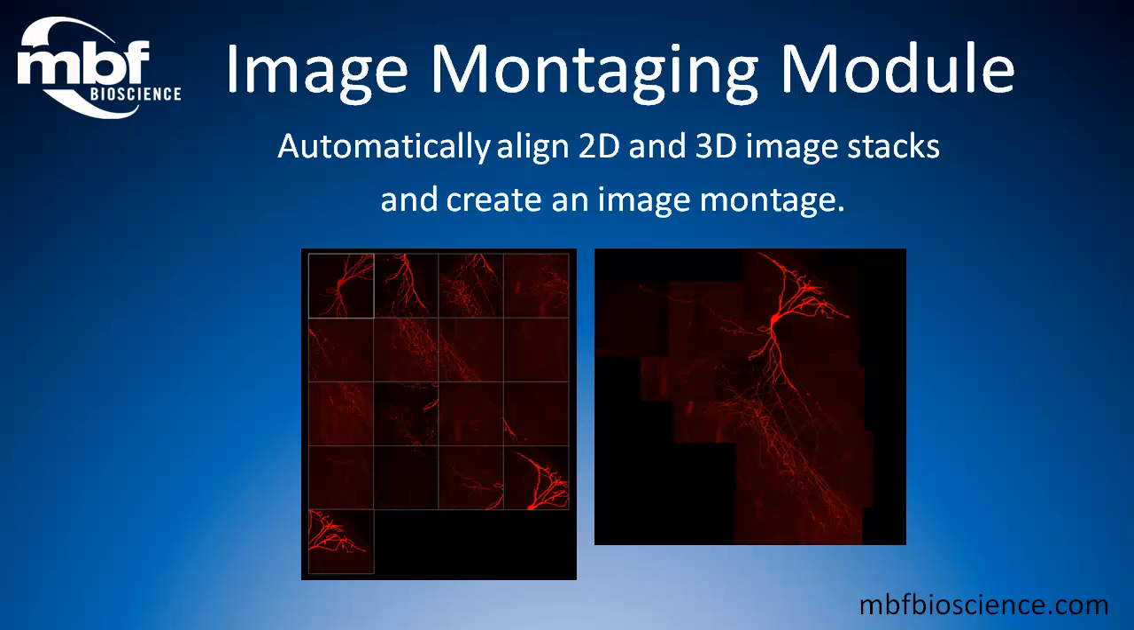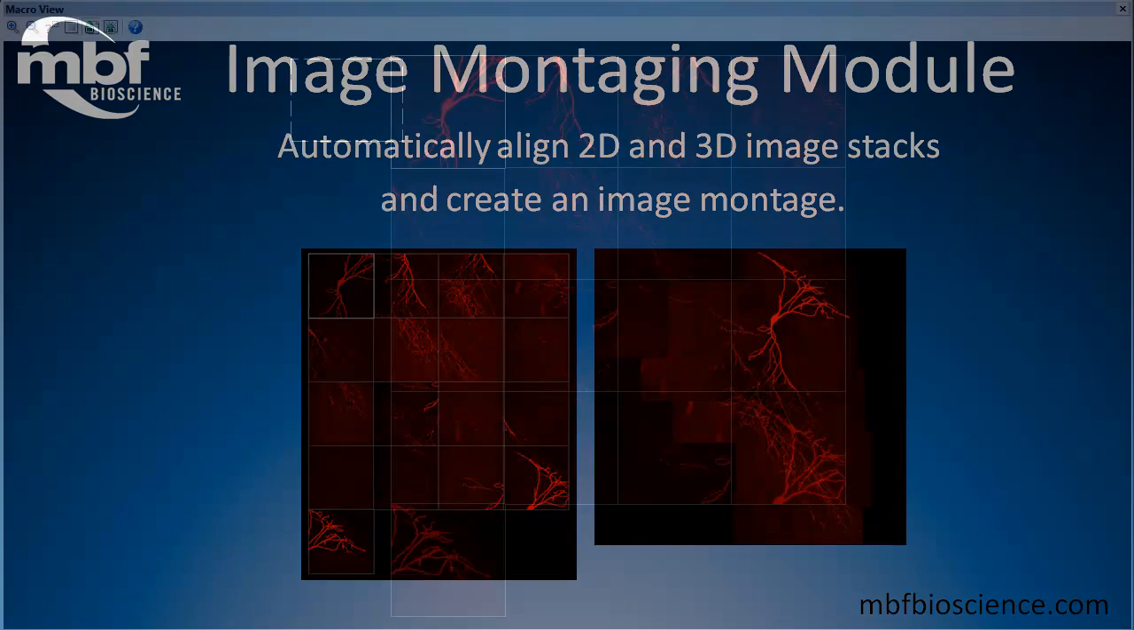The Image Montaging Module is an extension enhancement for Stereo Investigator and Neurolucida that automatically aligns your overlapping 2D images and 3D image stacks and stitches them together to create an image montage. Once your images have been aligned and stitched together with the Image Montaging Module, your newly created image montage can then be analyzed with Neurolucida or Stereo Investigator to perform further analysis.